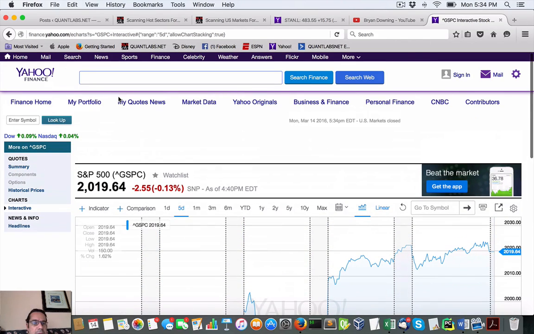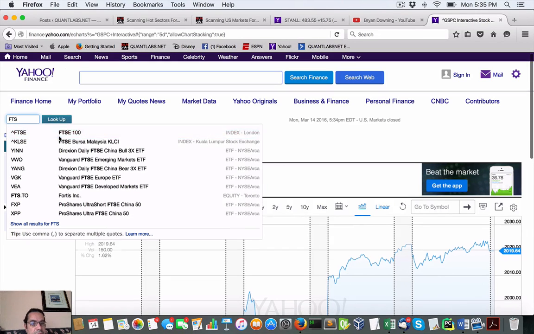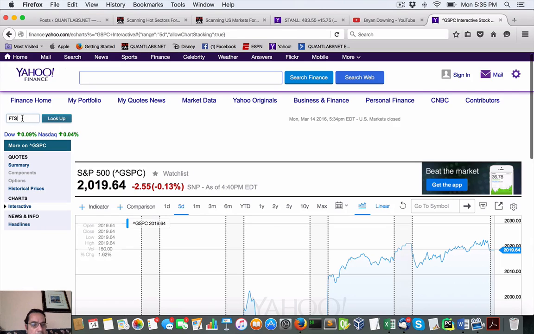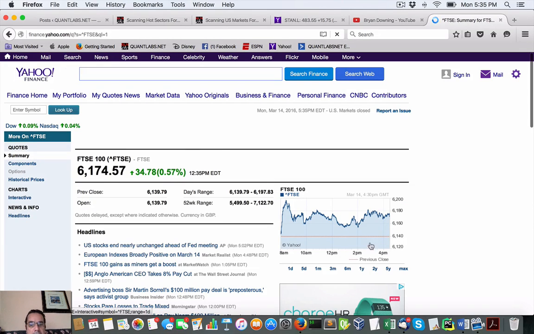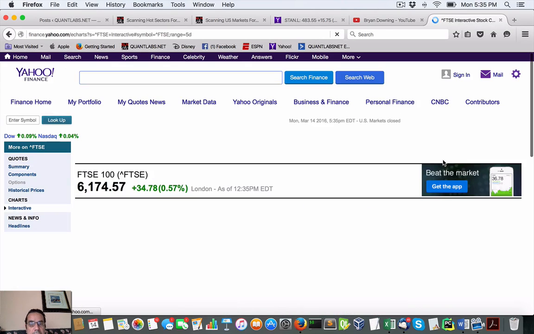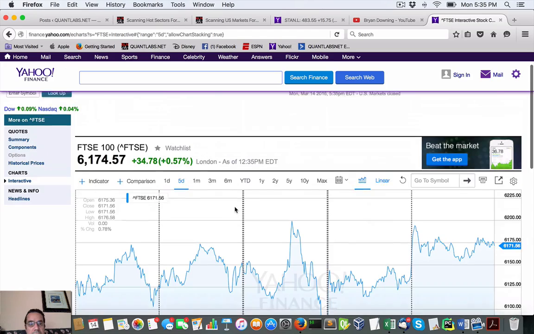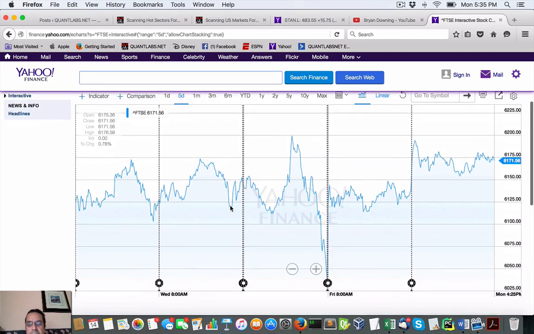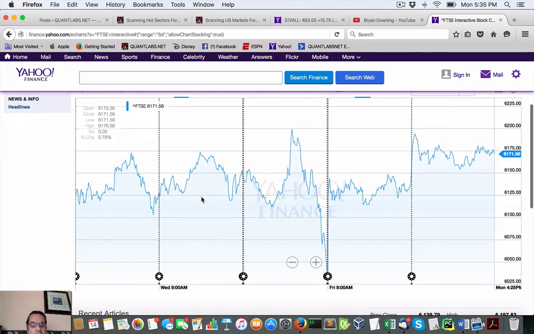Let me try to pull up the FTSE. Yeah, here we are. Let's do the FTSE 100 as well for the London Stock Exchange. Let's pull up the 5-day chart here and check that out. It's kind of flatlined, so this may actually be a better chart and index to work with. So let's do England first.